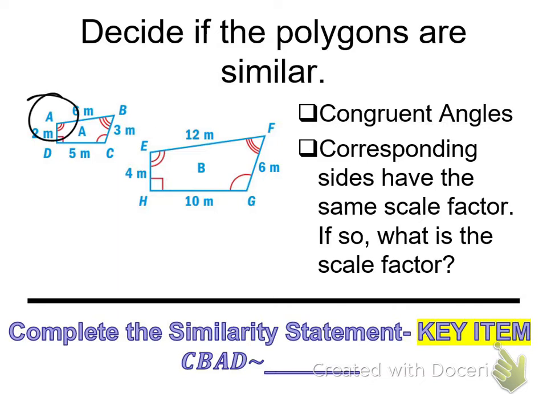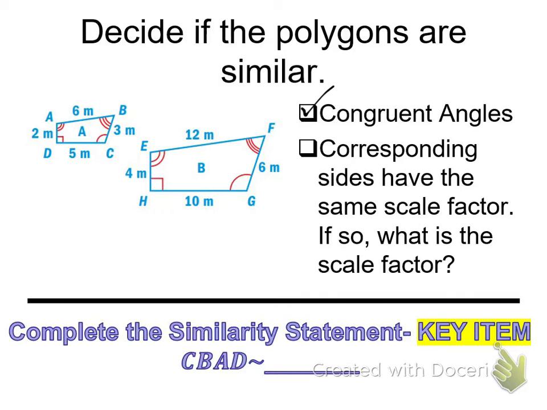Corresponding means A and E correspond. They are marked congruent. B and F correspond. They are also marked congruent. G and C, they correspond and they're congruent. And then H and D correspond and they're both 90. So that's correct. And then the corresponding sides have to have the same scale factor.